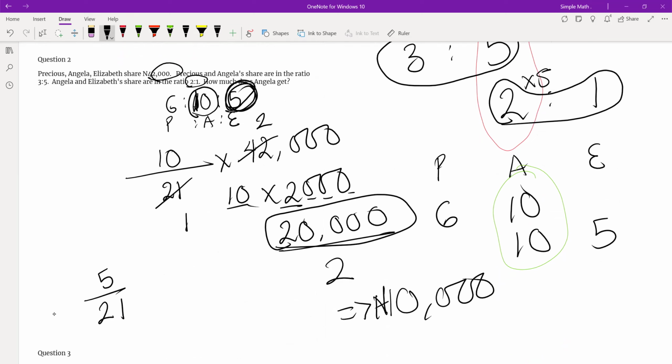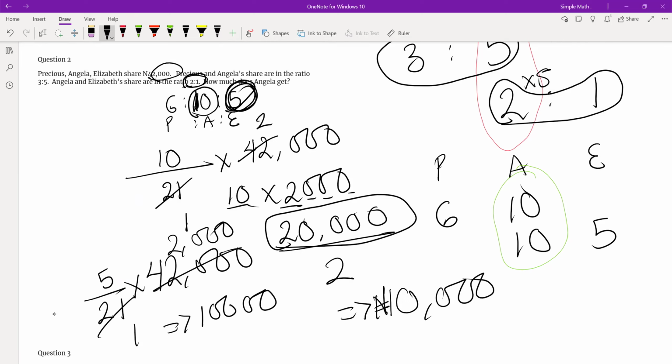Since the question already told you that Angela and Elizabeth share in the ratio 2 to 1, it means that Angela's share is going to be twice that of Elizabeth's. So you can just divide Angela's share by 2, and then you get 10,000 naira. Or you could still do it this way, multiply by 42,000 naira. This gives you 20,000 naira, and this gives you 10,000 naira.